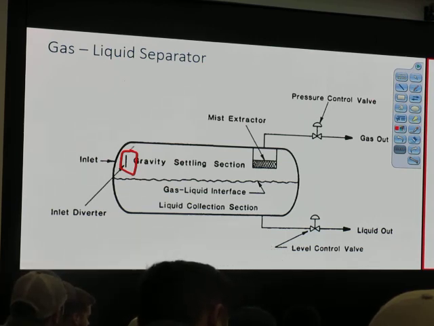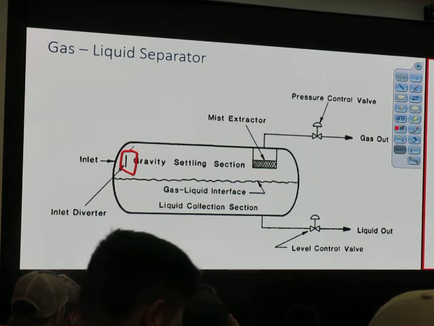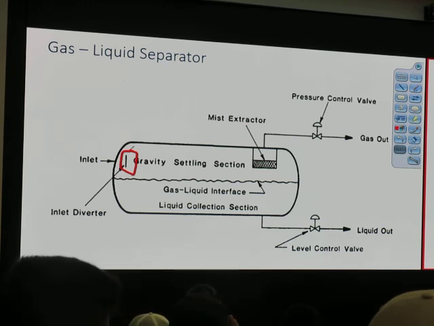So when the incoming fluid has different momentum, which fluid has a difficult time to turn? The one that has high momentum. Like a big truck coming in, it has a hard time to turn, right? But if you just walk, you can turn very easily. So different momentum has a different degree of difficulty to turn because of this inlet diverter. It hits and it turns. Because of that, it does the separation.